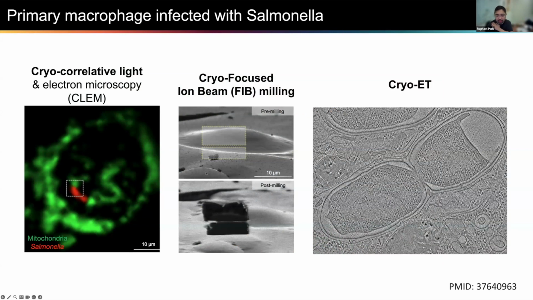Using this type of pipeline, I was able to find, in this case, salmonella bacteria inside primary macrophage cells that are specifically interacting with mitochondria. Once I identified this target, I correlated and milled using cryo-focused ion beam milling, and then took it to the cryo-ET so you can precisely find the target of interest that you are after.